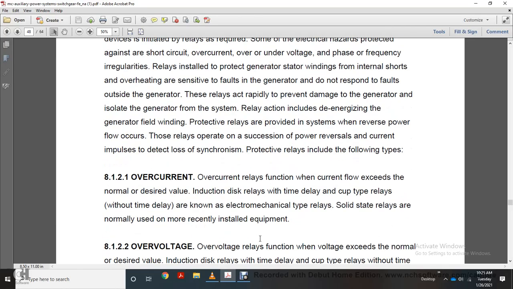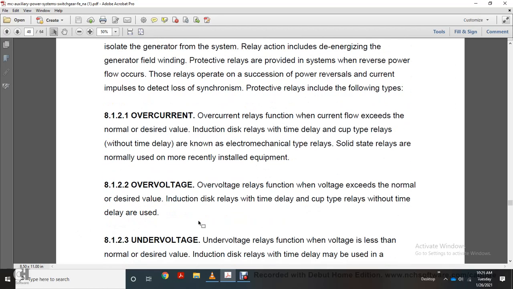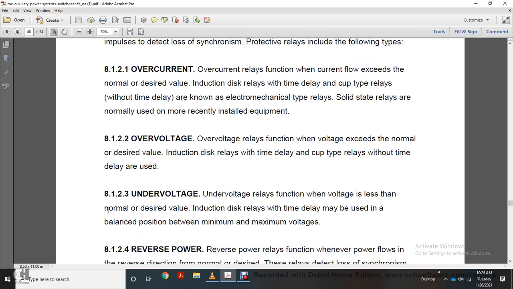Protective relays include the following types. Overcurrent relays function when current flow exceeds the normal desired value. Induction disk relays have a time delay. Cup type relays without time delay are known as electromechanical type relays. Solid state relays are normally used in more recently installed equipment. Overvoltage relays function when voltage exceeds the normal desired value. Induction disk relays with a time delay, or cup type relays without time delay, are used.